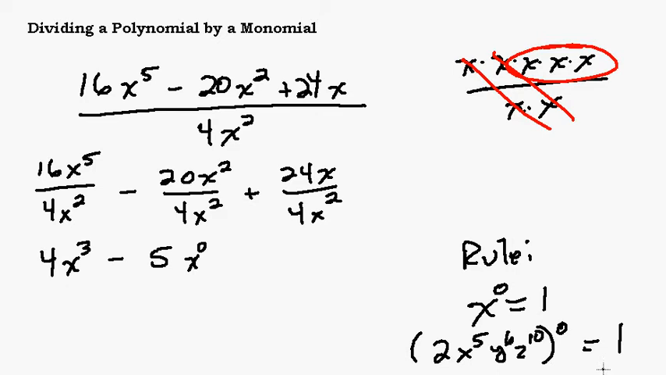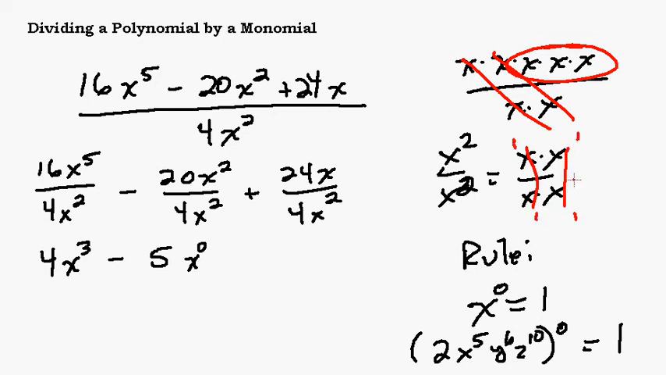Anything to the 0 power is 1. If you were to write it out the way we did, where you wrote everything out and then canceled, x squared over x squared, that's kind of an easier way to think about it. You've got x times x over x times x. Well, they cancel out. X divided by x is 1. 1 over 1. X divided by x is 1. So I end up with 1 over 1, which is just 1. And 5 times 1 is just 5.